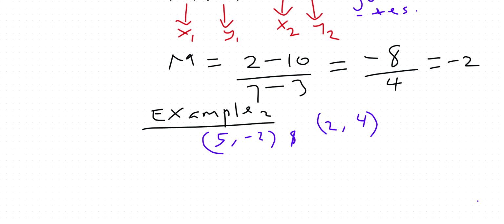To do this, do the first thing I always told you: the labeling. That's the first thing you need to do. This will be your X1, this will be your Y1, this will be your X2, and this will be your Y2.